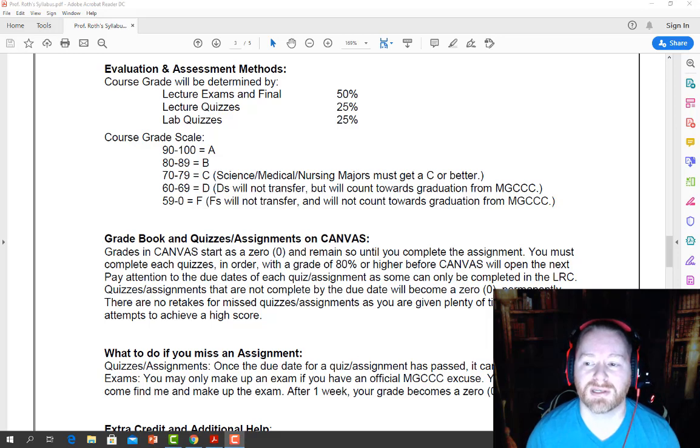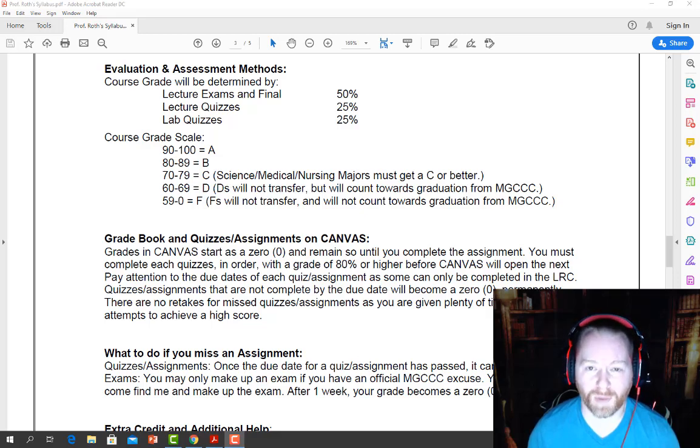If you get a D in the course, keep in mind it will transfer. It will let you graduate, but it will not transfer, so you'll have to take biology over again at your senior college. So make sure you get that C or higher. And of course, if you get an F, then it doesn't count towards graduation, nor will you be able to transfer it. So just make sure you get a C or higher. There's no reason you shouldn't get at least a B in this course.